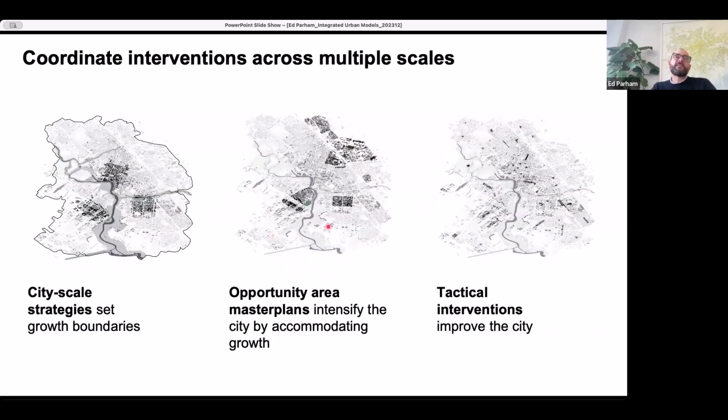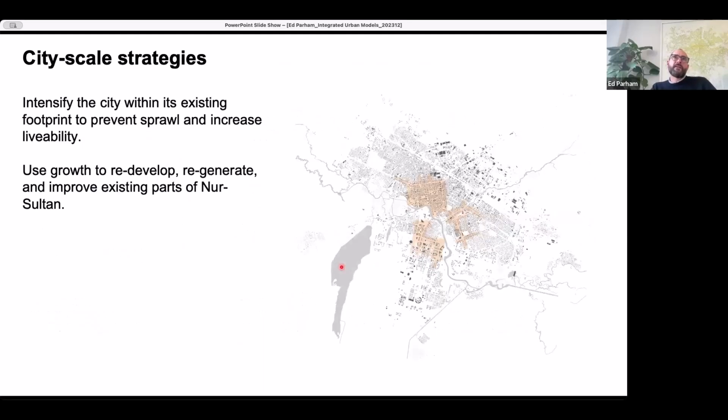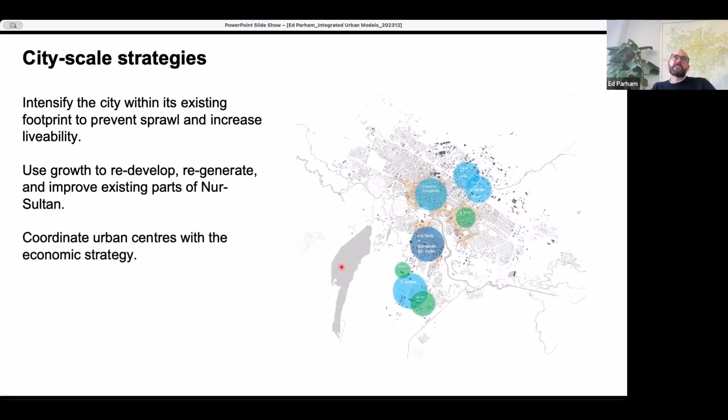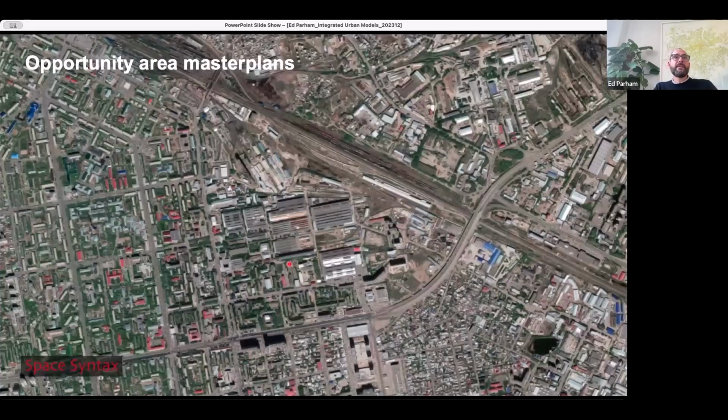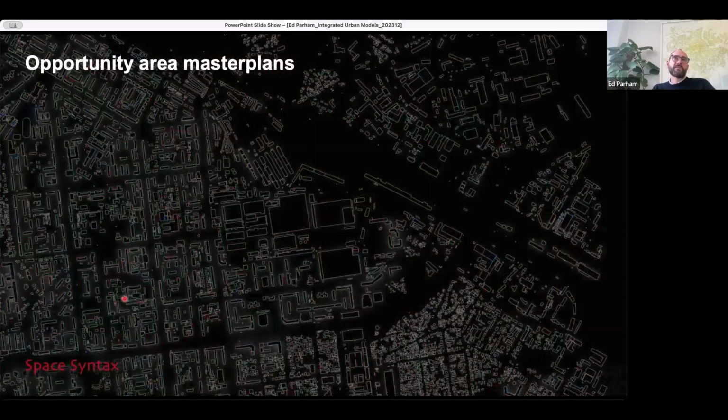We came up with a way of developing interventions across 3 different scenarios. We had a strategy across the whole city about how we could accommodate growth within the existing urban footprint, about where we were going to concentrate new economic activity. We took 6 different opportunity areas, and we used this as a way to introduce different models for development.